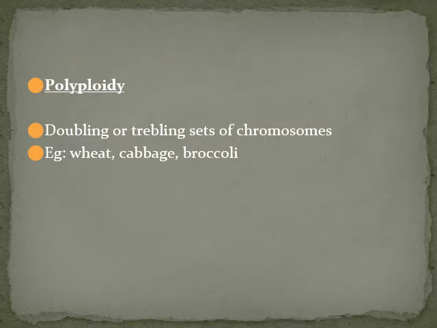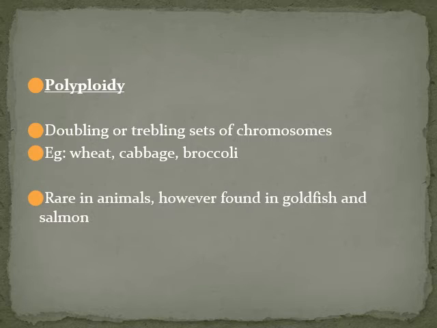Now, it is not very common in animals, but it is actually found in goldfish and salmon, and they are examples of organisms, of animals that have exhibited polyploidy characteristics, and they have the ability to carry more than one set or an extra set of chromosomes.